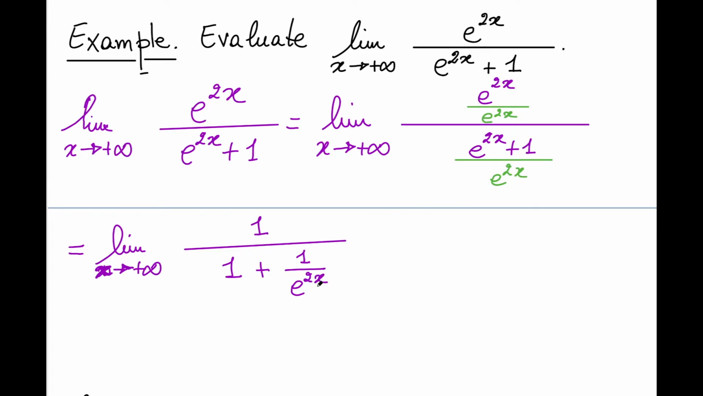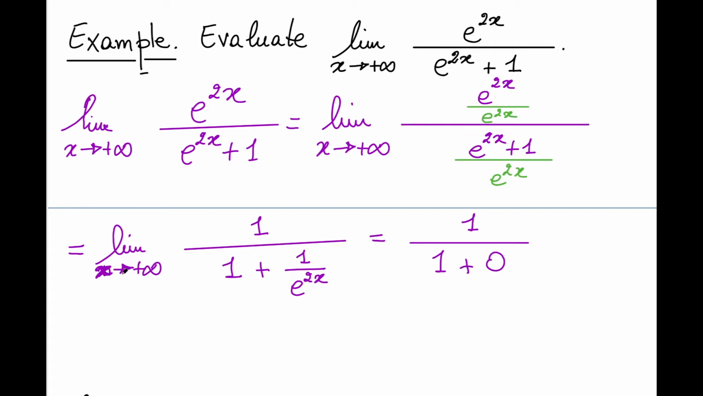Okay, and that's equal to what? Where does e to the power 2x go as x goes to plus infinity? It goes to plus infinity, right? We just discussed this. This guy goes to plus infinity. 1 over something that blows up is going to shrink, right? That thing is going to 0 then. So I get that this is equal to 1 over 1 plus 0. One more time.